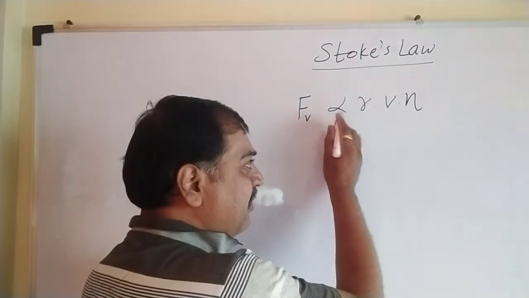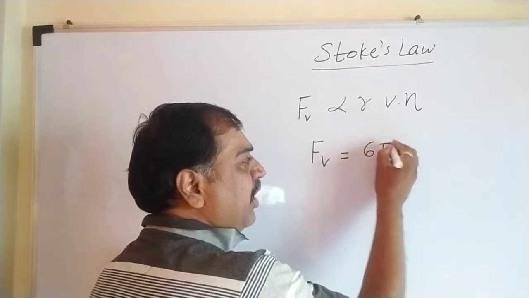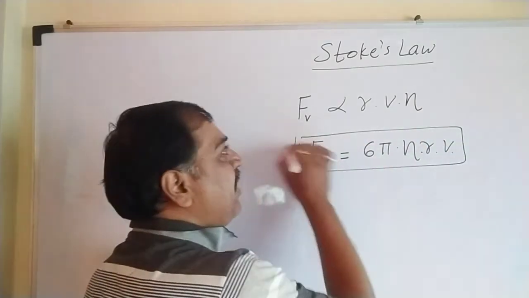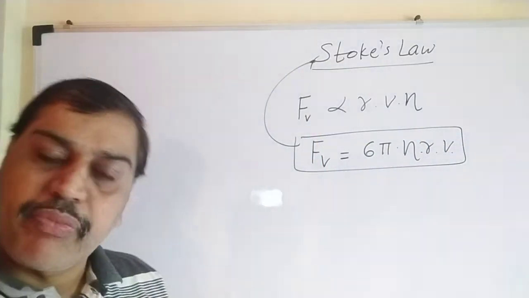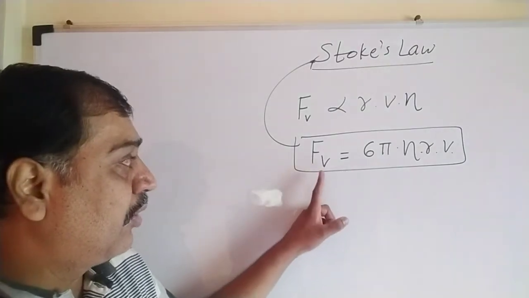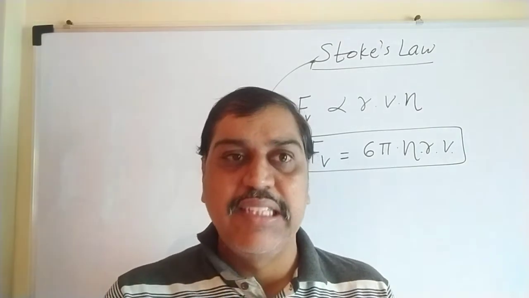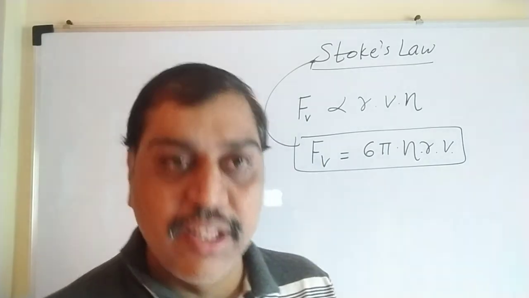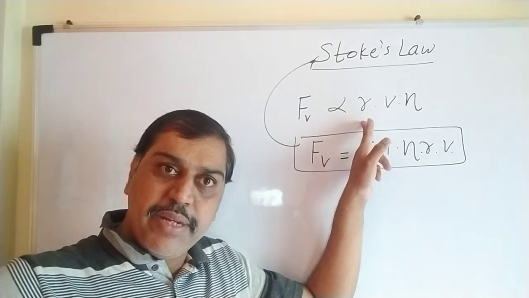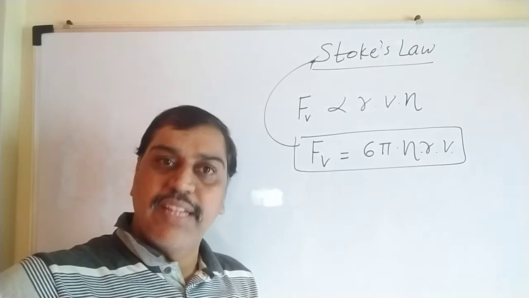If we remove the proportionality sign, the constant of proportionality comes to be 6 pi. So F equals 6 pi eta R V. This is the mathematical form of Stokes law. We have already seen the statement. When we drop a heavy sphere in a viscous liquid, it experiences a viscous force, and that force is directly proportional to the radius of the sphere, the velocity of the sphere, and the viscosity of that medium.